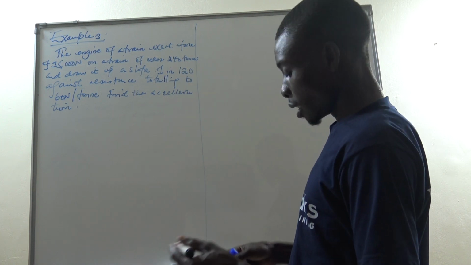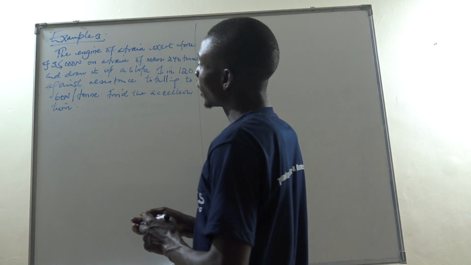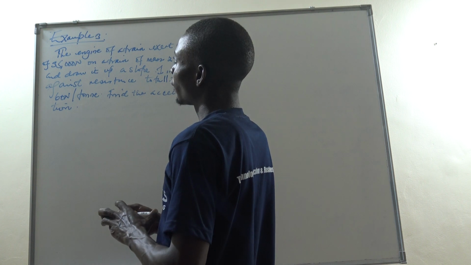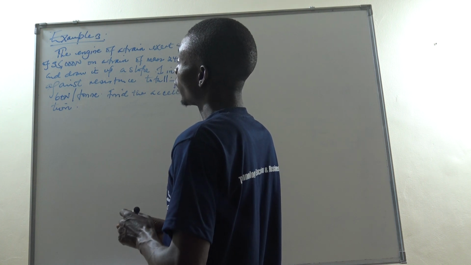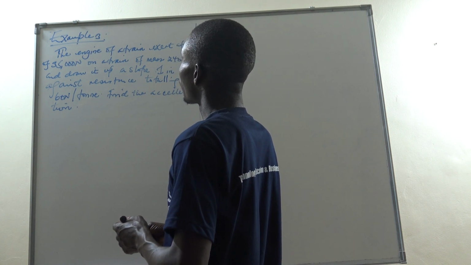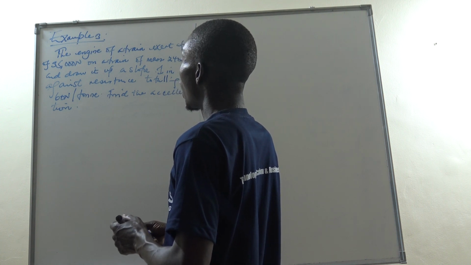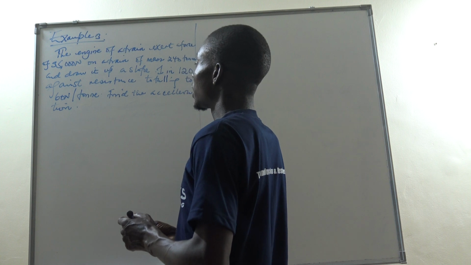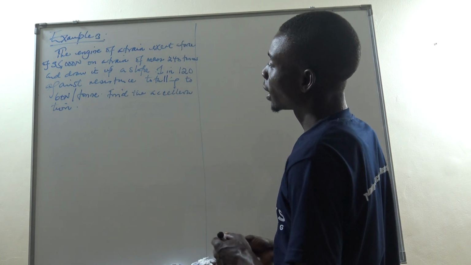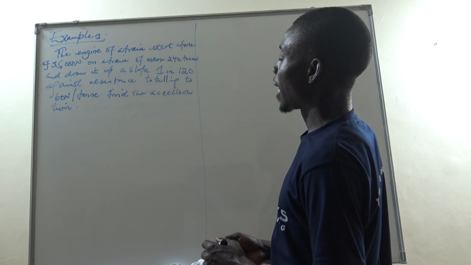So this is our last example, and it's saying that the engine of a train exerts a force of 35,000 newtons on a train of mass 240 tons and draws it up a slope of 1 in 120 against the total resistance of 60 newtons a ton.